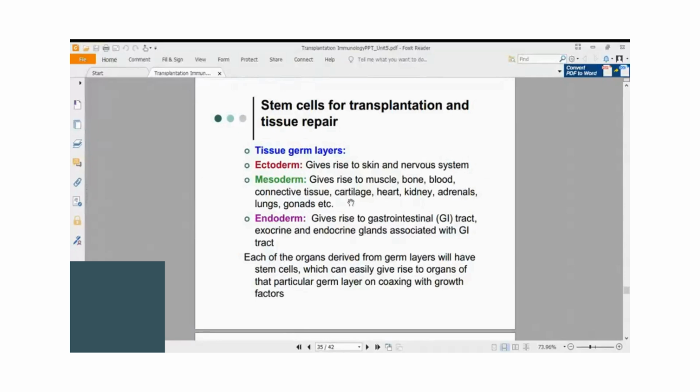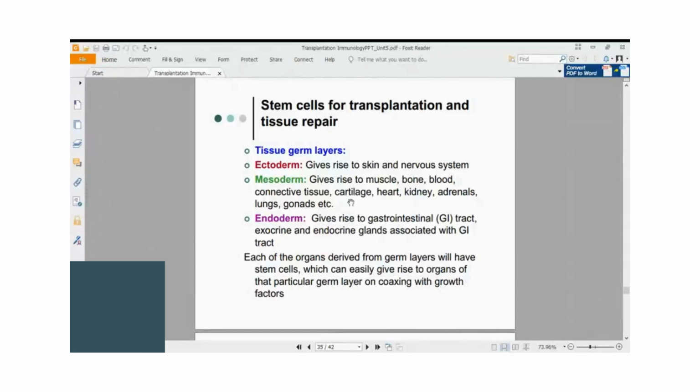Okay. Now, each of these organs derived from the germ layers will have stem cells within themselves. After they grow into organs, after the differentiation process is over, a reserve of stem cells is maintained, and the differentiated tissue will perform the function of the organ, except the stem cell. The stem cell will depend on the tissue for its nourishment and retain the stem cell characteristic.